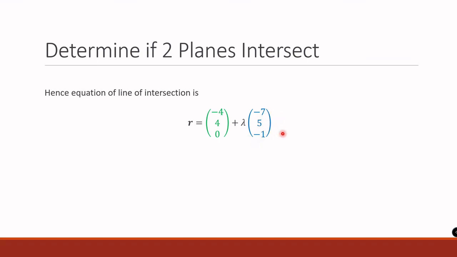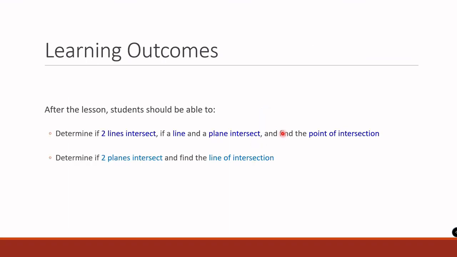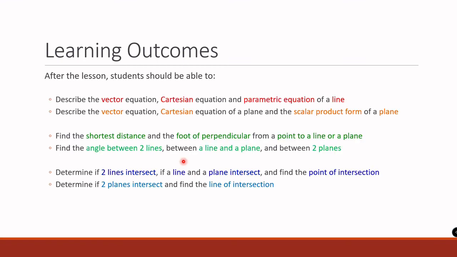Alright, so that comes to the end of this video. So make sure now you know how to find the point of intersection of two lines, a line and a plane, and how to find the line of intersection of two planes. And of course this comes to the end of the videos for the vector chapter. So make sure now you can explain all the points over here.